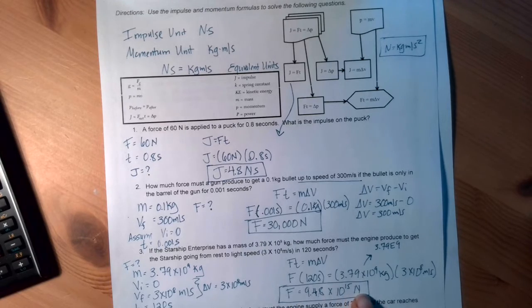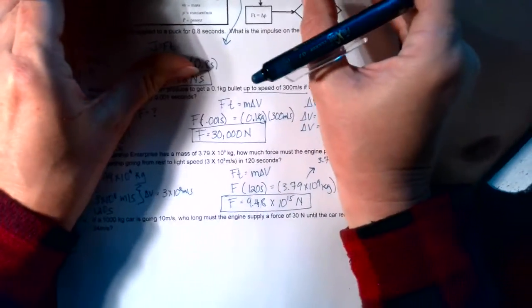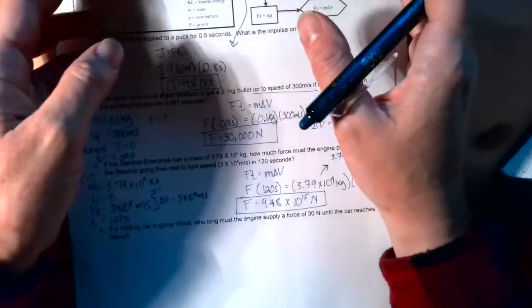If they don't have those inertial dampers, everyone on the Enterprise is going to die. All right. We don't have real inertial dampers yet.